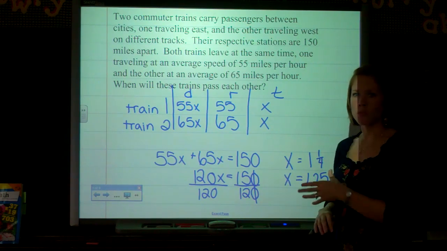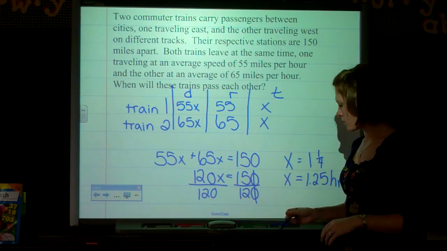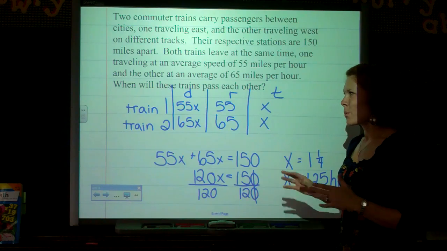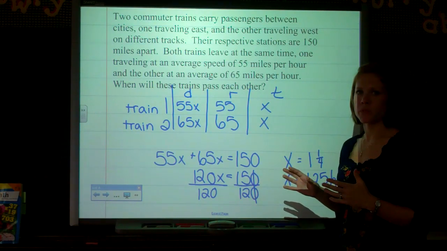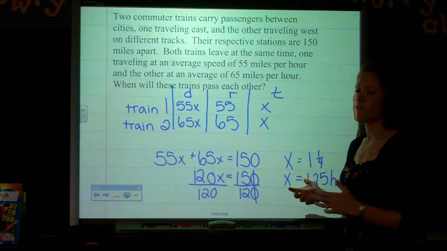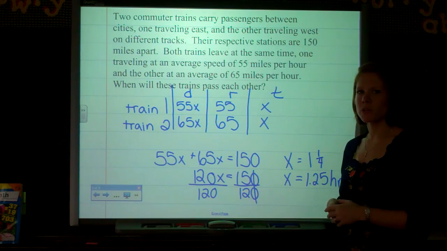Now again, you can plug it back in and check just like you could any equation. There will be mostly these kinds of problems if I'm talking about uniform distance, but if you have a question on another one that pops up, make sure you come and ask.